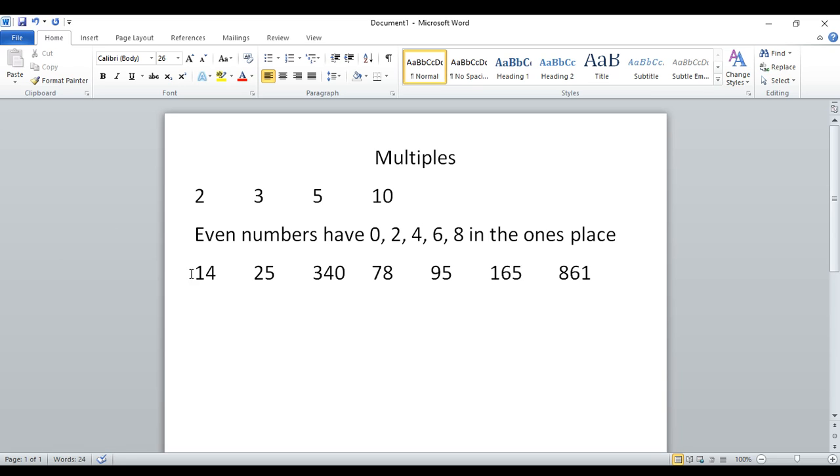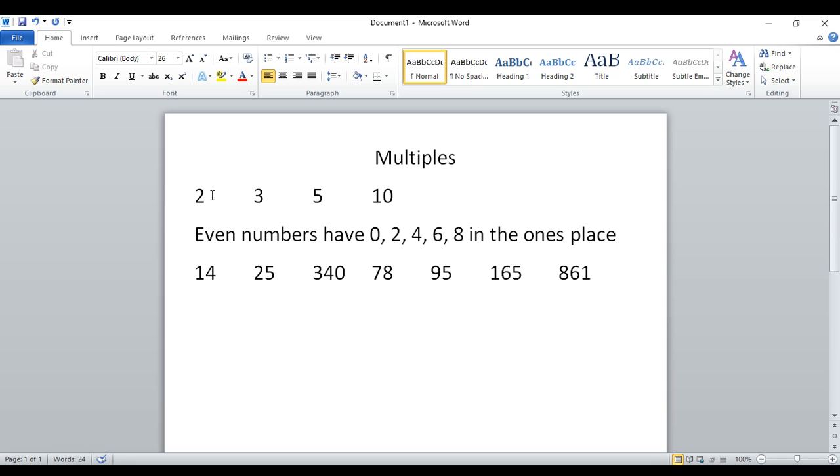So we look at 14. 14 is even. Is 14 going to be a multiple of 2? Yes, because you can multiply 2 times 7 in order to get 14. So 14 is a multiple of 2. So we would circle this one for 2. Let's look at 25. Is 25 a multiple of 2? Well, it's not an even number. We cannot divide it into 2 equal groups. So 25 will not be a multiple of 2.